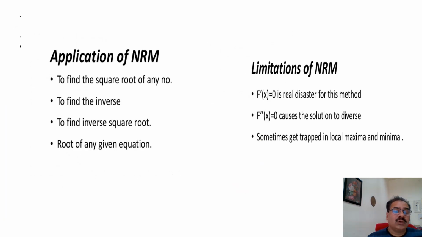Okay. So what is the application of the Newton-Raphson method? To find the square root of any number, to find the inverse, to find the inverse square root, and the root of any given equation. What is the limitation? F dash x naught being 0 is a real disaster for this method, because if this is 0, then the method fails, and f double dash x naught causes the solution to diverge and sometimes get trapped in local maxima and minima.